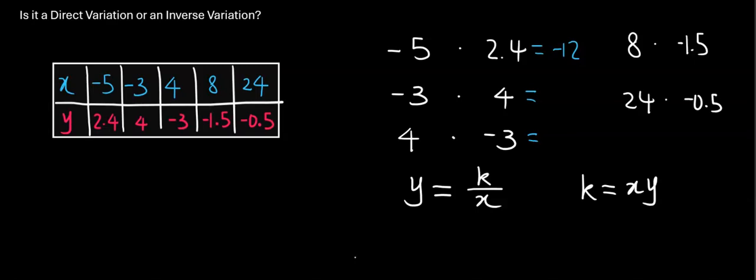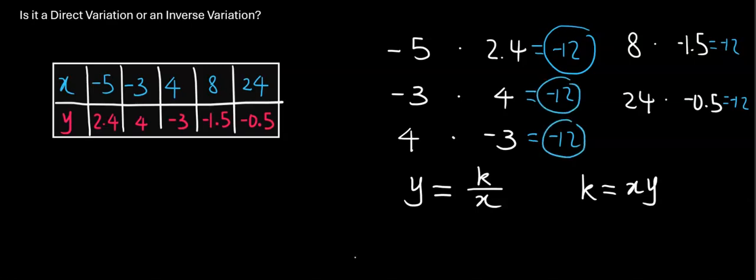Next one is an easy one, -12. Next one is also easy, -12. This one has a decimal, no problem. We calculated -12. And last one, -12. Now, you see, when you use the value of x times the value of y, every single time you consistently get the same number, that is -12.